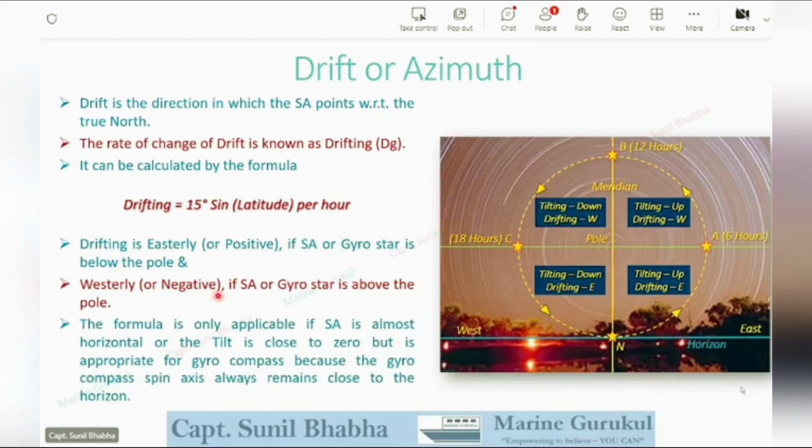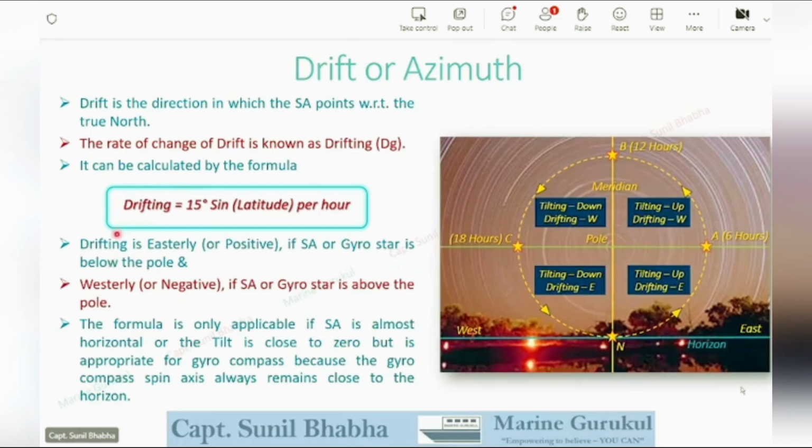Now, not required in the understanding of the gyro compass, but just for your information, this formula seems to be very, very simple. Drifting given by 15 degrees sine of latitude per hour. Now, there is one restriction or limitation of this formula. This formula is only applicable if the spin axis is almost horizontal or the tilt is close to 0, or the spin axis is pointing close to the horizon. But in our case, this limitation does not affect us. It is appropriate for gyro compass because the gyro compass is designed in such a way that the spin axis always remains close to the horizon.